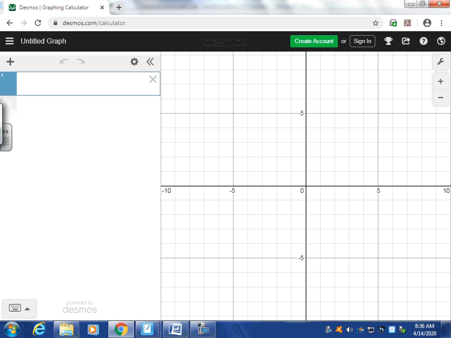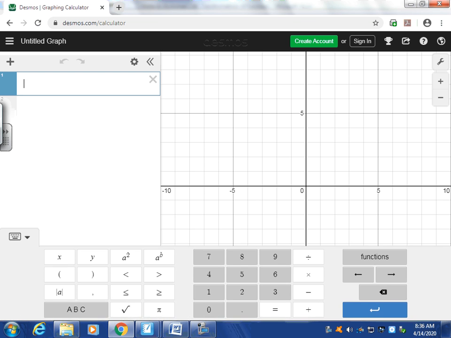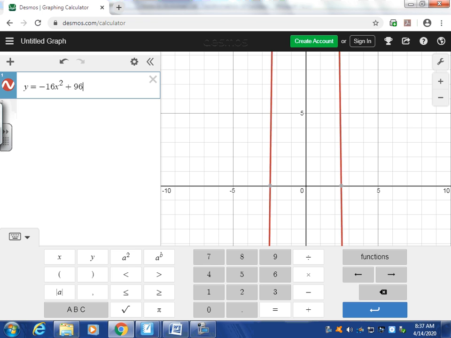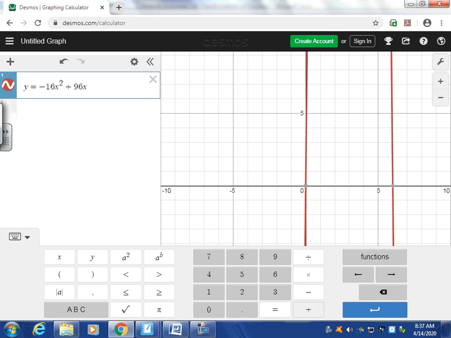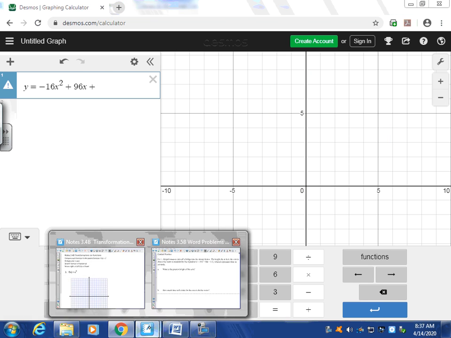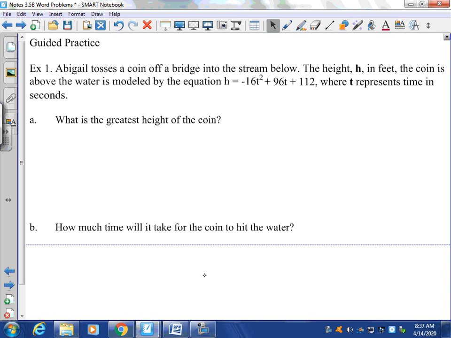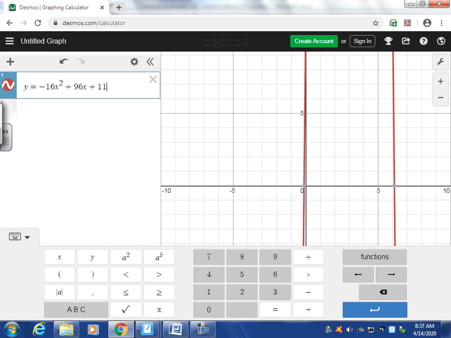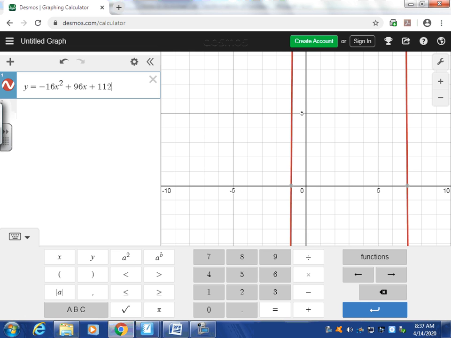Make sure that when you're typing the equations, you don't type in the letters in the formula, you type in x's and y's. So y is equal to negative 16x squared, and then we had plus 96x, I believe, plus, let me go back and look at the equation to make sure I'm getting it right, 96x and 112. All right, so there is my problem.